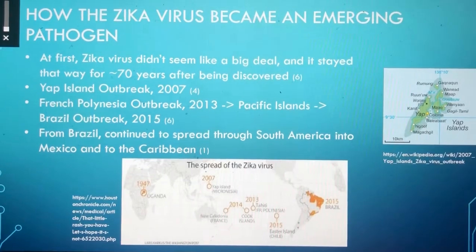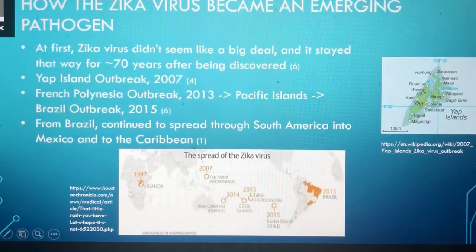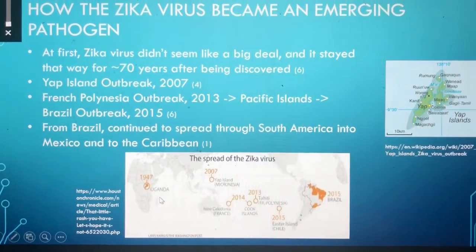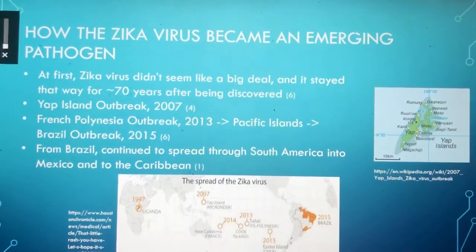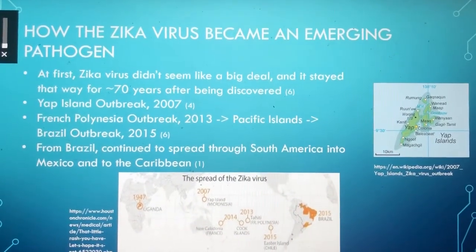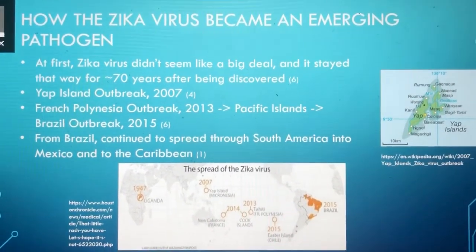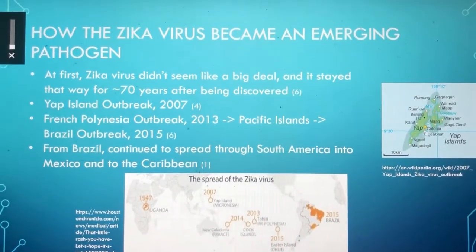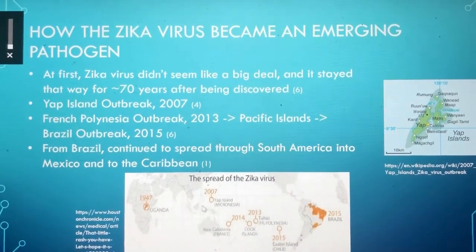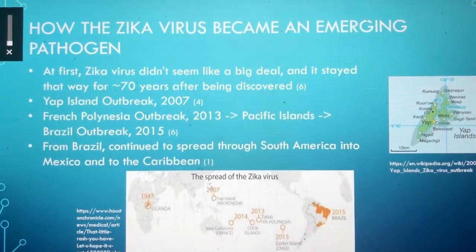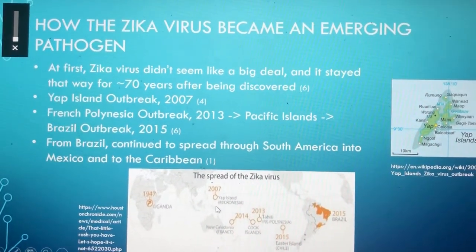So at first, the Zika virus, when it was found in Uganda in 1947, didn't seem like that big of a deal. There were some cases in Africa and Asia, but it was never to the point to cause people a lot of concern. But then there was the Yap Island outbreak in 2007, and this is when it started to show that it had emerging pathogen potential.